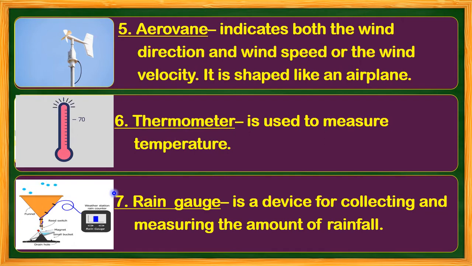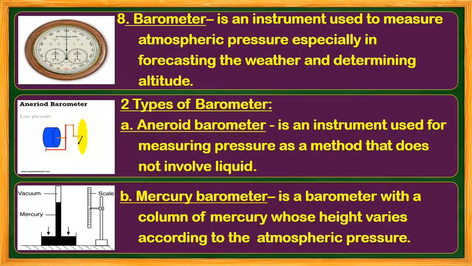Next, number 7, we have rain gauge. What is a rain gauge? It is a device for collecting and measuring the amount of rainfall. Now class, let's go to number 8 of the 10 geographical devices that we are discussing right now. Number 8 is a barometer. This is what a barometer looks like at the left side of your monitor. A barometer is an instrument used to measure atmospheric pressure, especially in forecasting the weather and determining altitude.